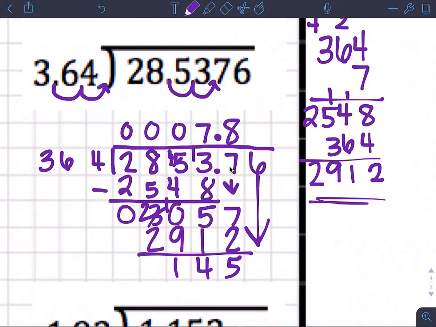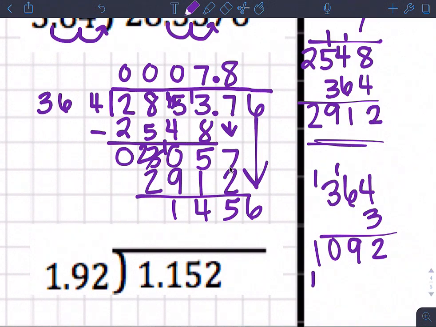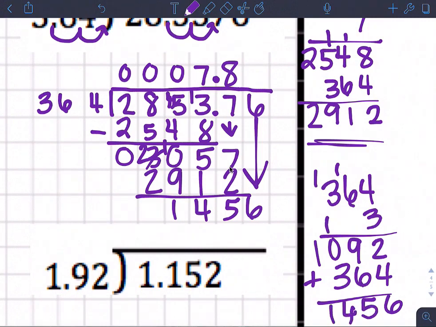So now I'm going to bring down that 6. Alright. Does 364 go into 1,456? Yes, I'm going to go ahead and guess 3 times. 3 times 6 is 18 plus 1 is 19. 3 times 3 is 9 plus 1 is 10. So that's 1,092. I think I can get another 364 in there. Let's try. Yes. So, I guessed 3, I was 1 off, so it is 4, and that was 1,456 exactly. I subtract, and I get 0. So I am left with that 7 and 84 hundredths.